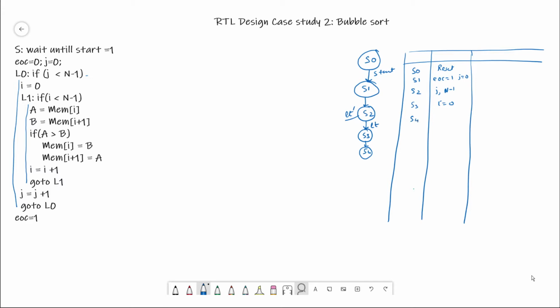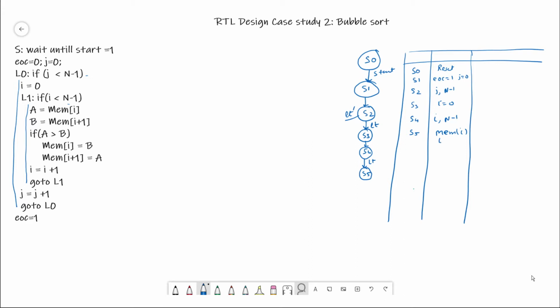Okay. So then in S4, what I'll do is I'll again compare I with n minus 1. Okay. So again, if the result of comparison is less than, then we'll go to S5 state. In S5, what we are going to do? We are going to load memory I. Okay. So along with memory I can also compute I plus 1.